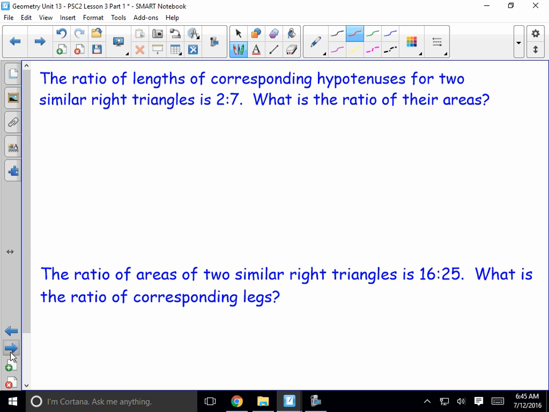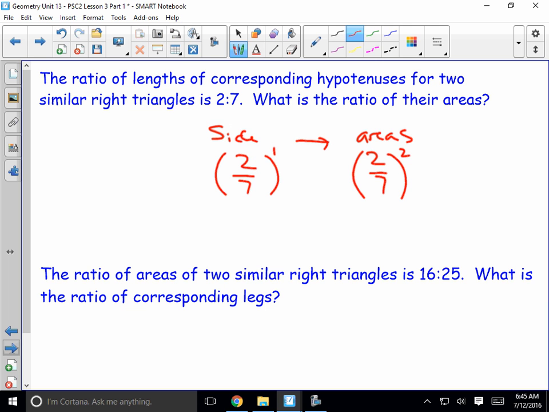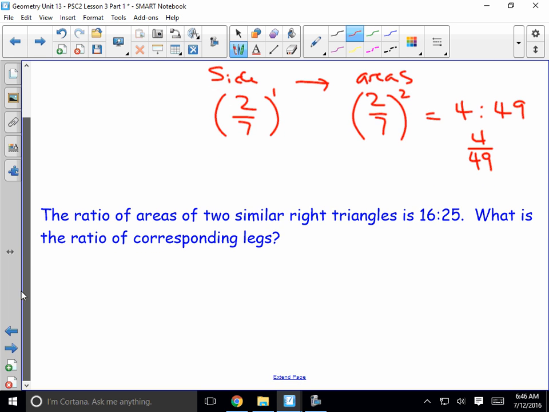Now, just a couple last pieces here as we're finishing up. The ratio of the lengths of the corresponding hypotenuses for two similar right triangles is 2 to 7. What is the ratio of the areas? So remember, sides are always power of 1. And if I want to convert it to areas, I need to take that ratio and do the power of 2, or squaring those values, to get a 4 to 49 ratio. There are a number of ways that we can write it, so just make sure you're using proper notation in lowest terms. We can't divide 4 and 49 by any value, so they are in lowest terms.